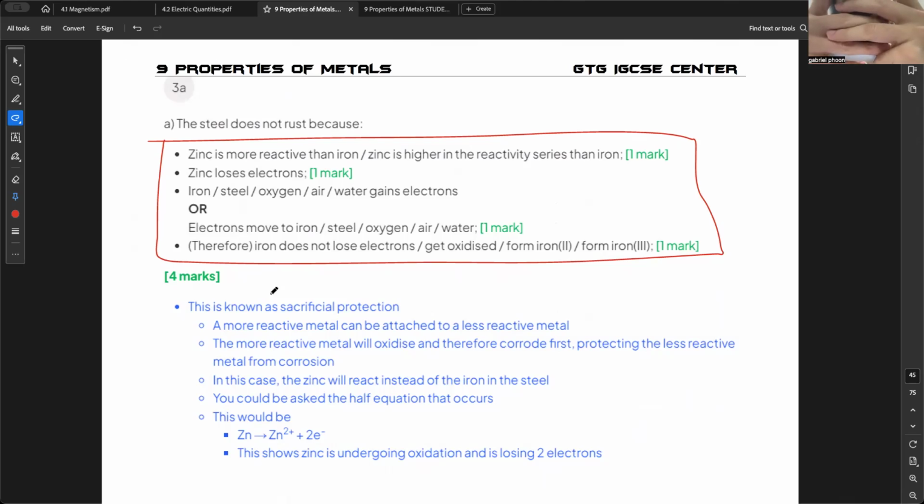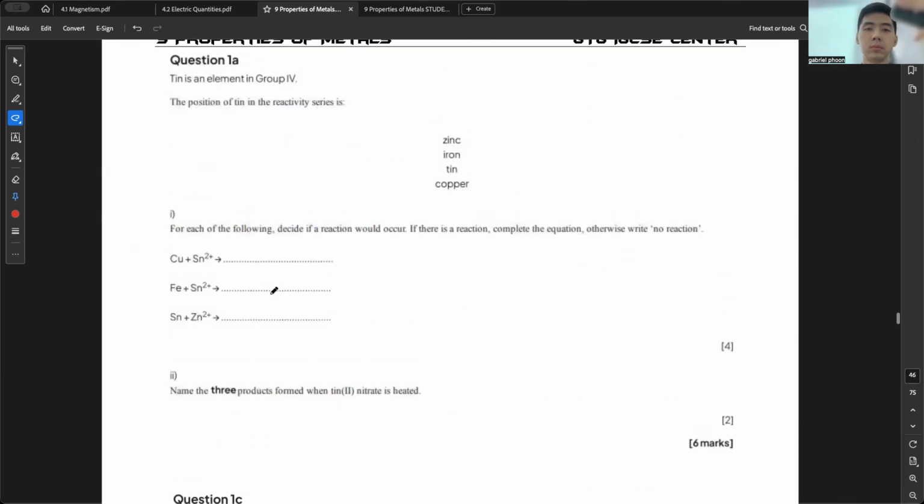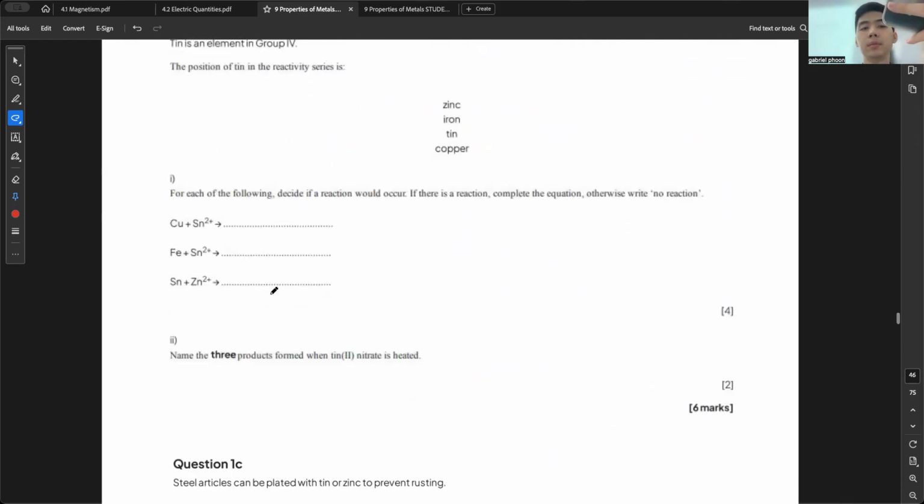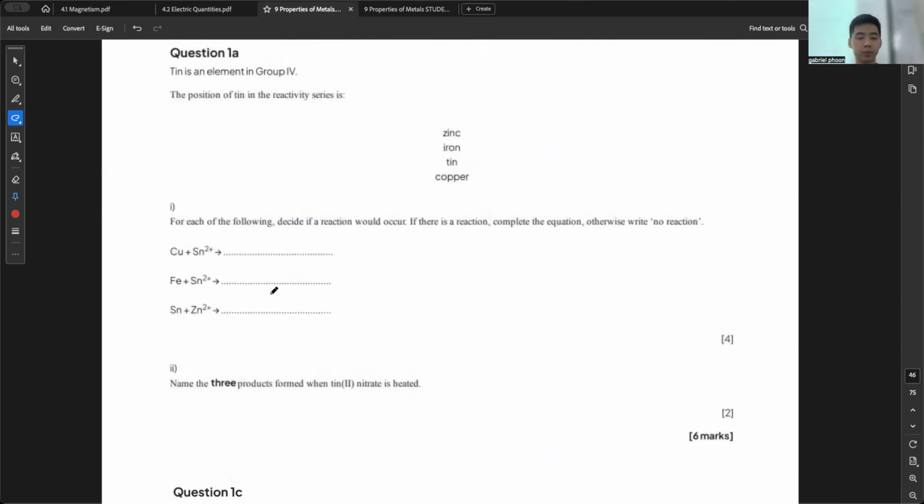Okay, continue doing the next question. Do you know what Sn2 is? What's Sn? Tin. Tin ion.